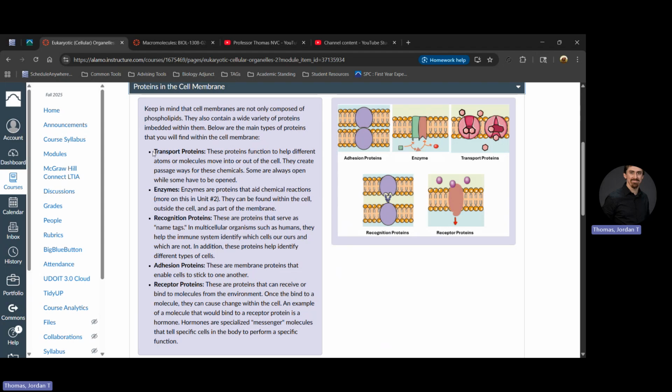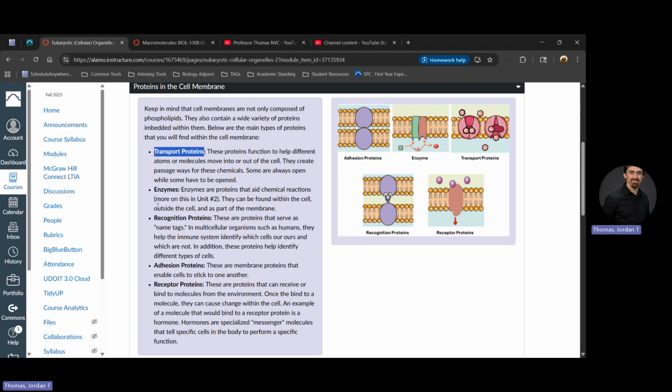Transport proteins are proteins that function to help different atoms and molecules move within or outside the cell. They are the molecules that help push things into the cell and help push things out of the cell. And you can kind of see the example in this picture here, where 2 of these molecules will go into the transport protein and eventually are let into the cell. It could be the opposite. They can move from inside to outside as well. So remember, transport proteins are proteins that help move things across the membrane.